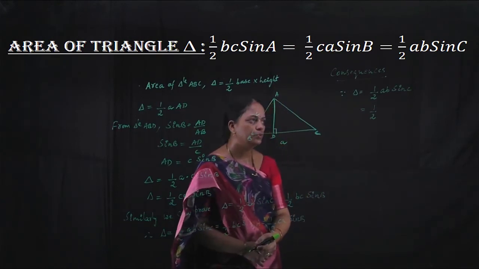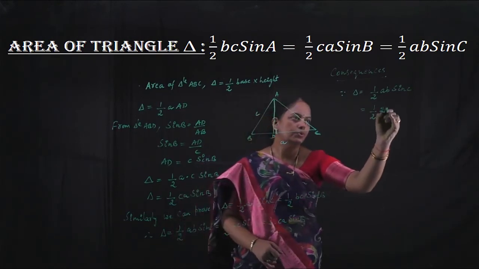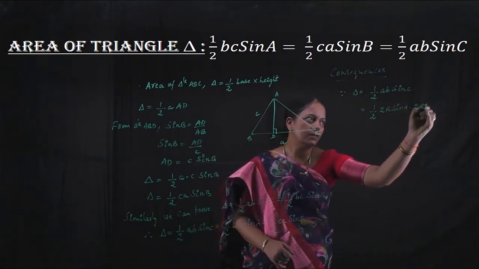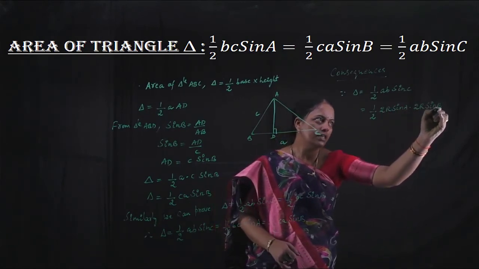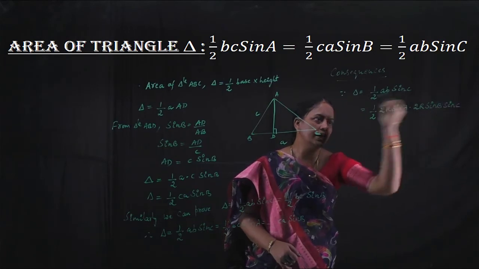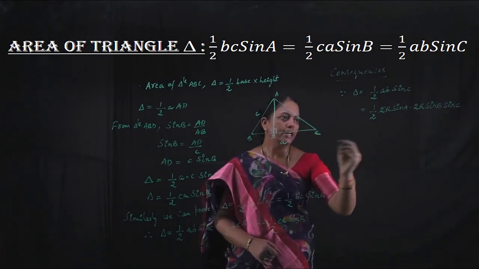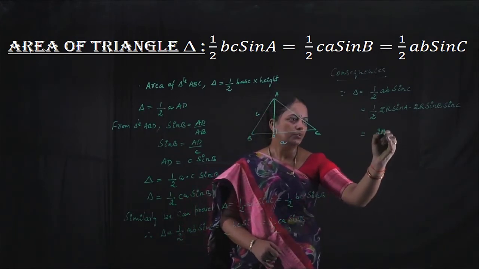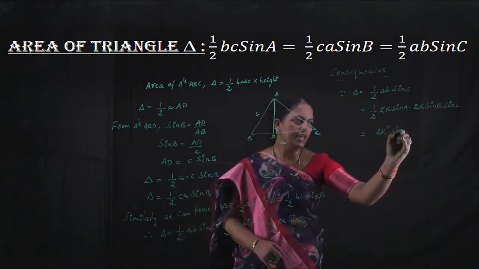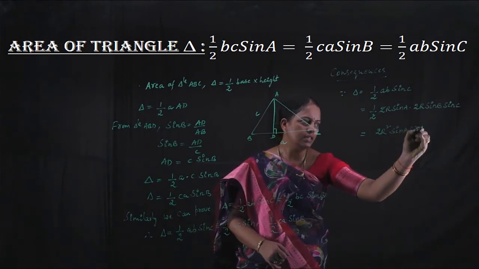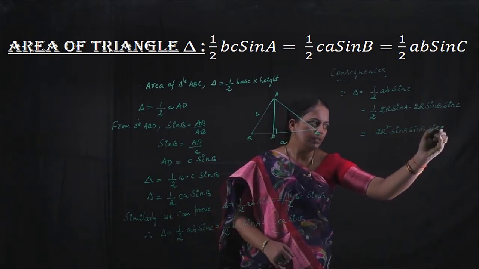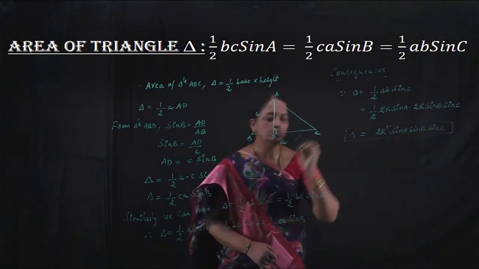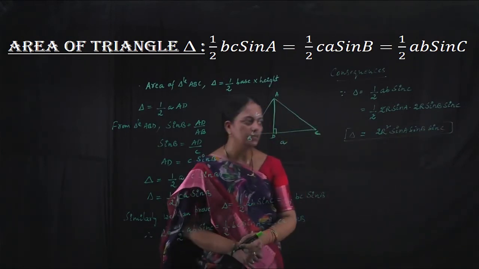From sine rule, small a is equal to 2R sin A and small b is equal to 2R sin B, into sin C. Here 2 gets cancelled. This is equal to 2R into R, 2R square sin A sin B sin C. This is one of the formulae for area of triangle delta. Delta is equal to 2R square sin A sin B sin C.